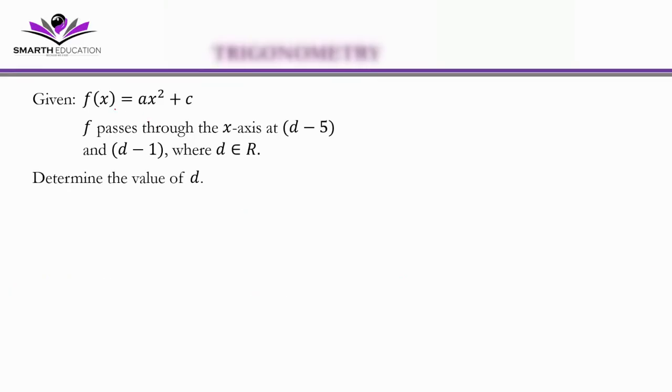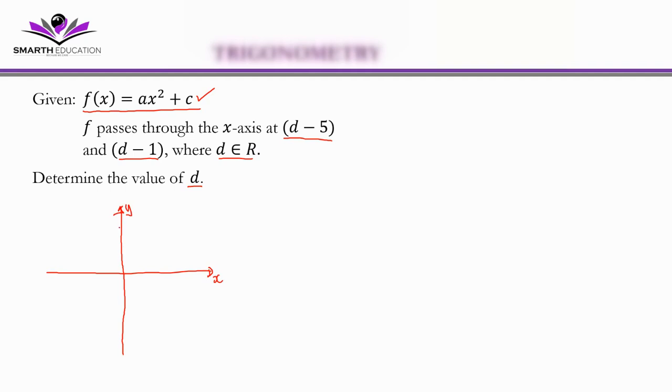Given f of x is equal to ax squared plus c, f passes through the x-axis at d minus 5 and d minus 1, where d is an element of real numbers. Determine the value of d. What do we understand about this function, which is a quadratic function of this form? Right, it is symmetrical. A parabola is symmetrical. And then the axis of symmetry is the y-axis for this function.